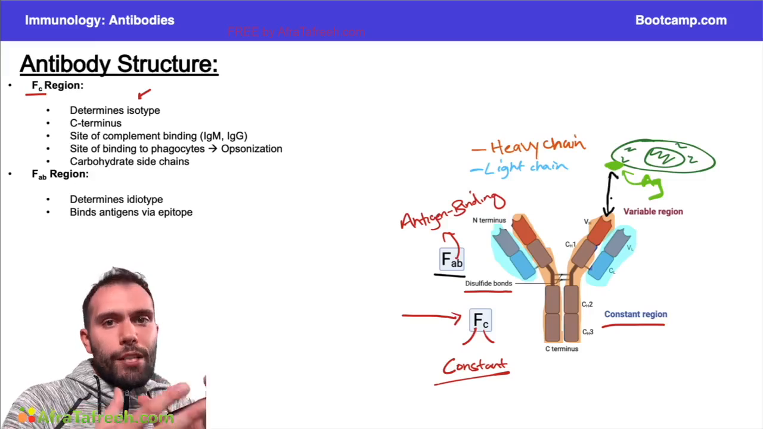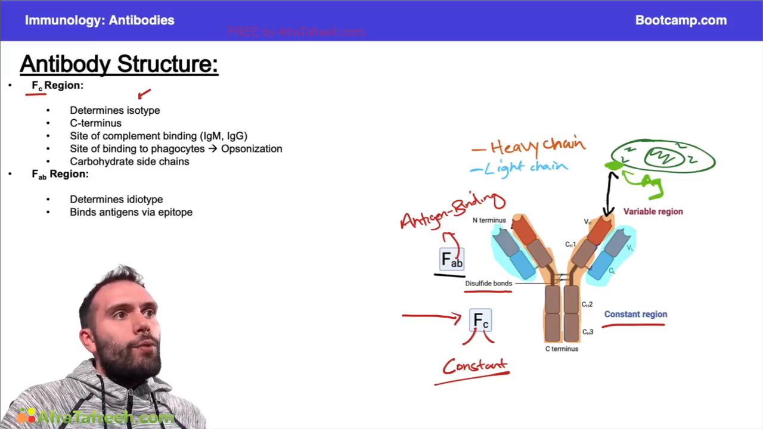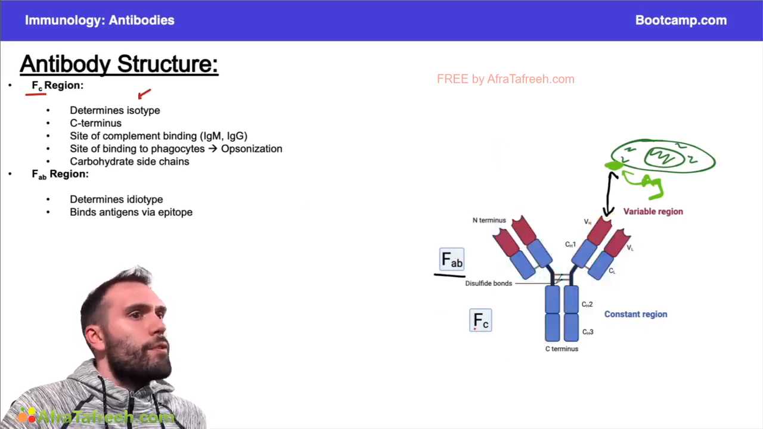Okay, so the antigen might bind here. And again, there's going to be a very specific antigen that's going to bind to this Fab region, particularly the distal end of this region. And that's why this is sometimes also called the variable region. Okay, so let's recap some of this just to clean things up.